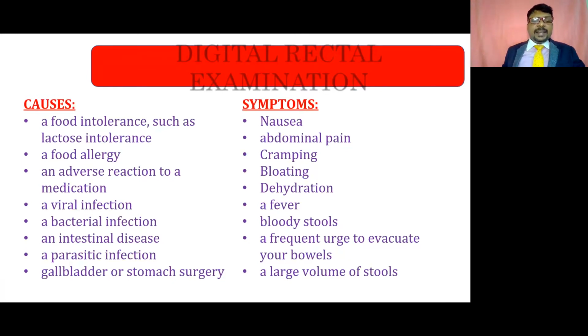If anybody gets diarrhea, the main symptoms are nausea, abdominal pain, cramping pain inside the abdomen, and bloating. They feel fullness and heaviness in the stomach, and dehydration because of the frequent passing of stools. The water content is lost. This is a very dangerous complication in diarrhea. Because of the diarrhea, they may get electrolyte imbalance, and those people may die. Also fever, bloody stools, frequent urge to evacuate the bowel, and large volume of stools. So these are the common symptoms in people having diarrhea.